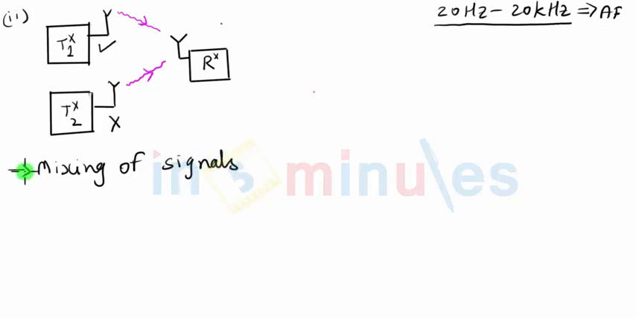Let's quickly summarize all the points. Why does the mixing of signals take place? Because both the transmitters in this setup transmit the same frequency range, 20 Hz to 20 kHz. If the receiver wants to receive the signal from transmitter 1, it will tune its bandpass filter to the range 20 Hz to 20 kHz, but it will also end up receiving the signal from the second transmitter. And once the mixing of signals has taken place, there is no way in which these two signals can be separated out.